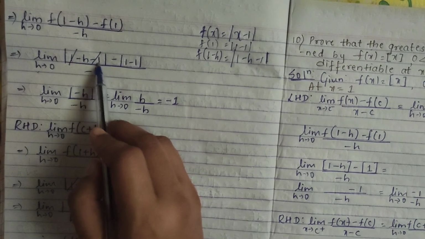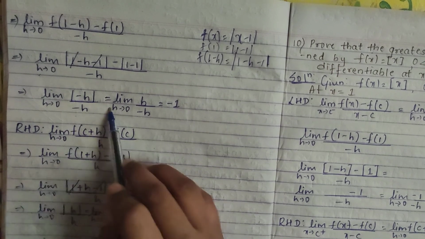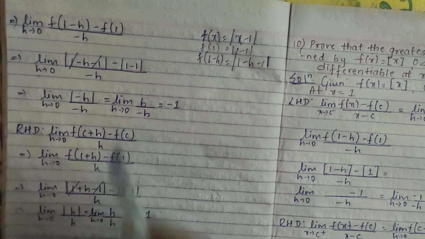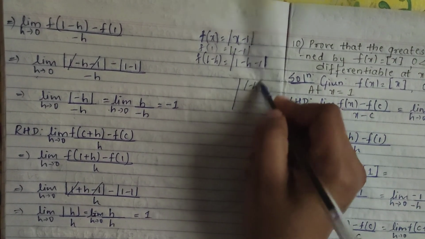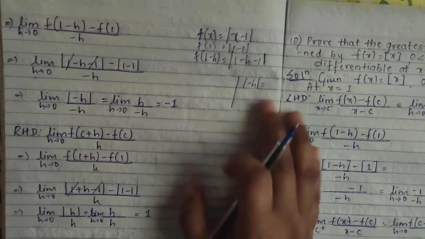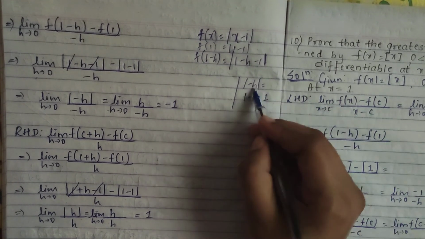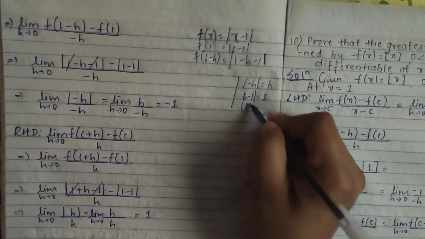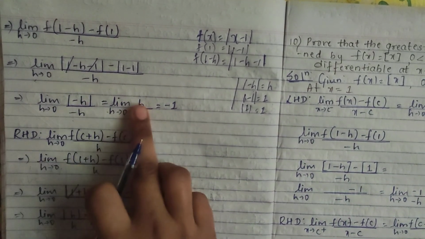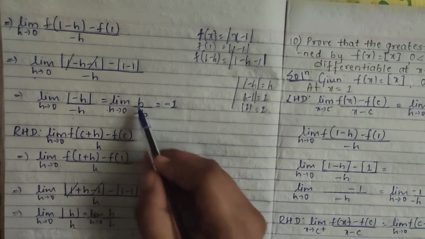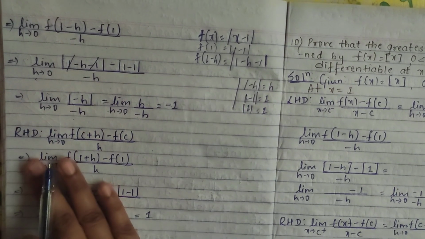So, the plus 1 minus 1 cancels. You are left with limit mod minus h whole divided by minus h, as h tends to 0. Your mod of minus h is h. Whenever you go for a direct way, mod is always positive; your mod minus 1 is 1 itself. So, mod minus h will be h. If it is mod 1, this will also be 1 itself. You should be careful. So, mod minus h is h, here it is minus h. So, h cancels and you will be left with minus 1. This is your LHD. Now, we will see RHD.